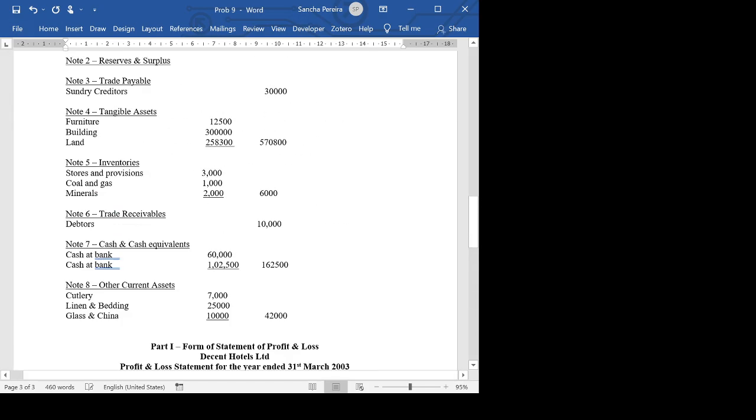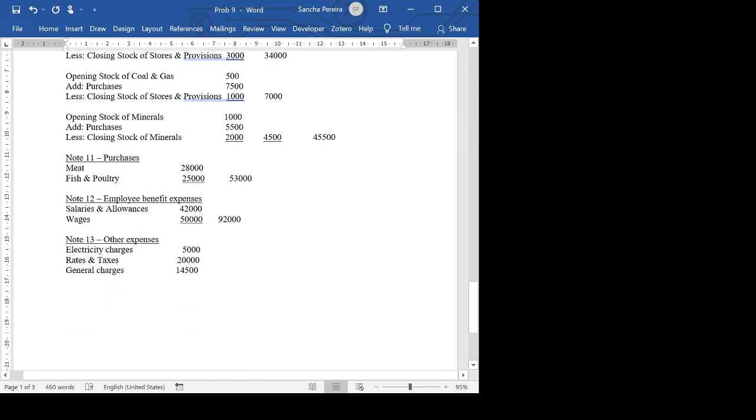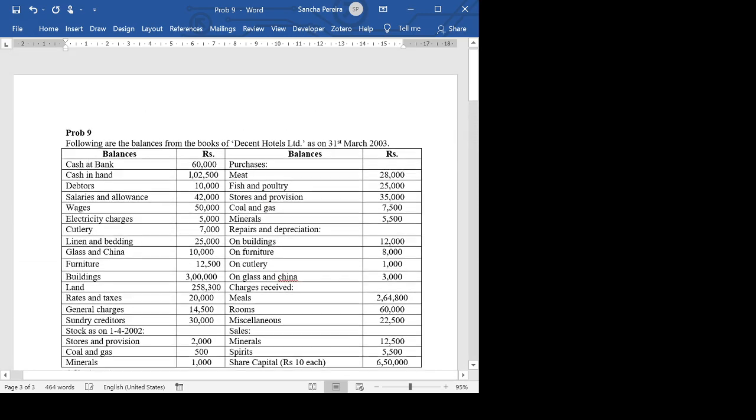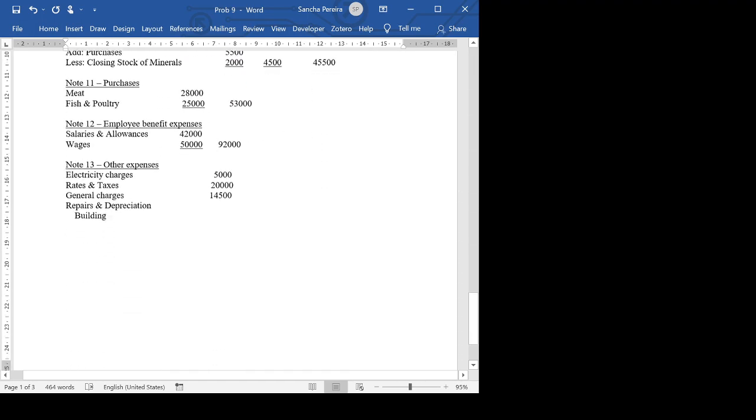And finally, we have the repairs and depreciation. All these items are taken. Just put these a little inside. Now under repairs and depreciation, we have some items. So we have building, furniture, cutlery, glass and china.